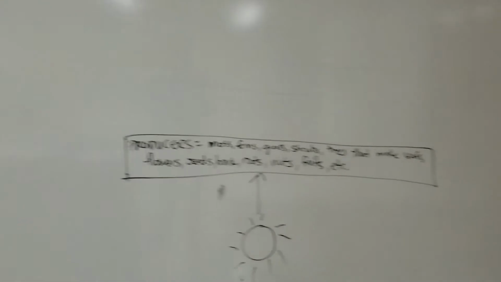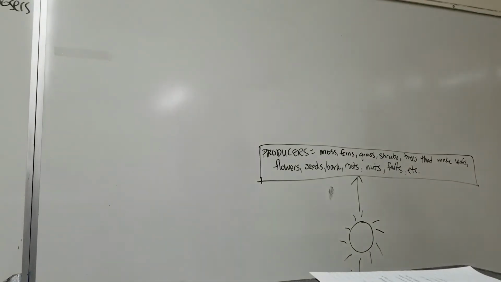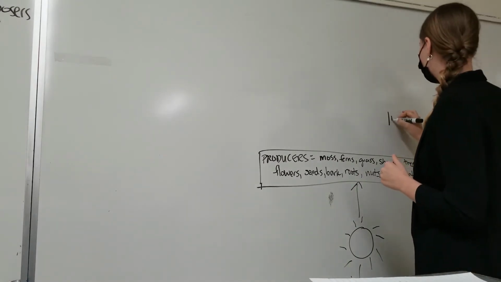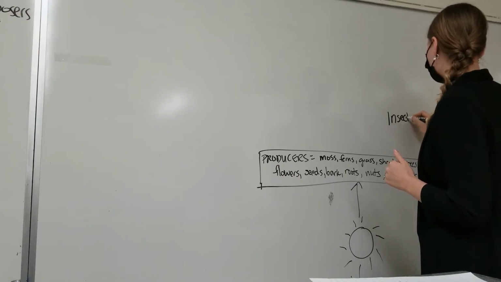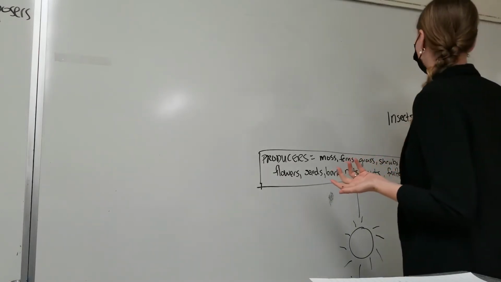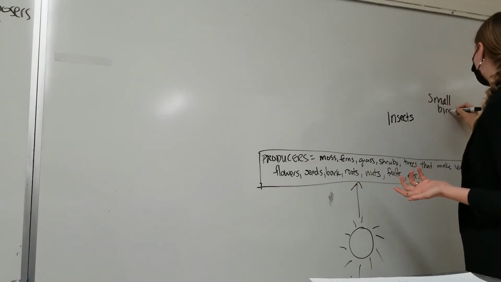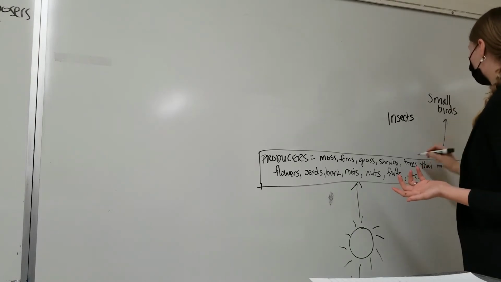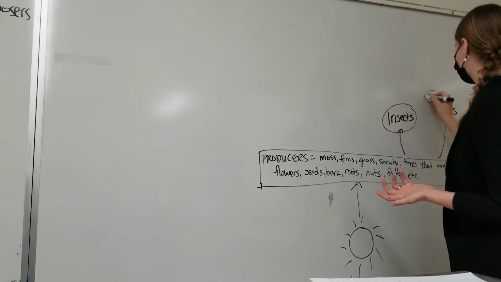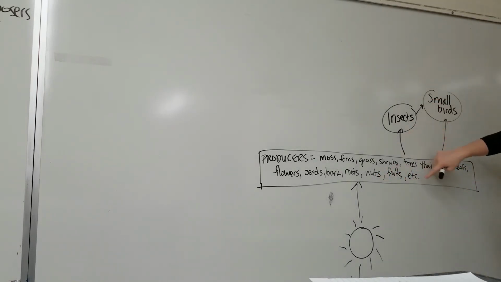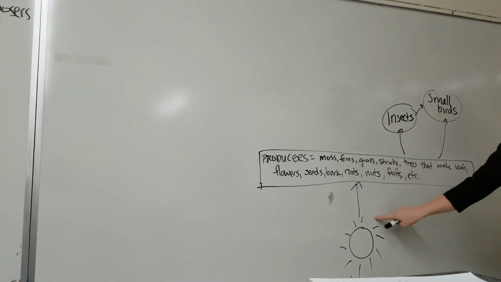For my next step, I'm going to start adding the herbivores and the omnivores, and I'll use arrows to show the energy flow. The herbivores in my system include insects, which eat mostly plants. Sometimes they'll eat other insects, but we don't have to show that on this one. We've got small birds. They eat plants, and they also eat insects. You see how I'm doing this? It's showing the flow of energy. So the insects get their energy from the plants, and the small birds get their energy from the insects and the plants. The plants get their energy from the sun.